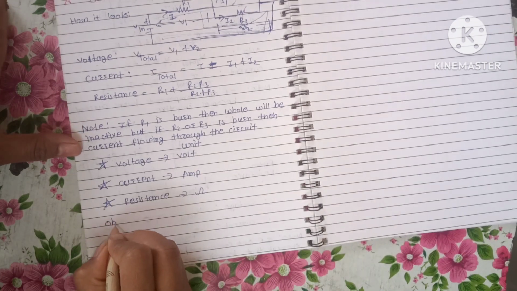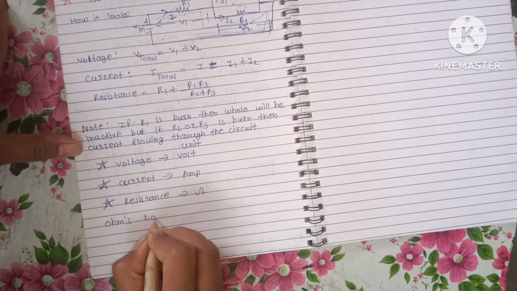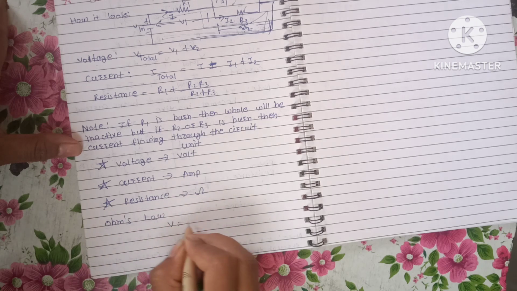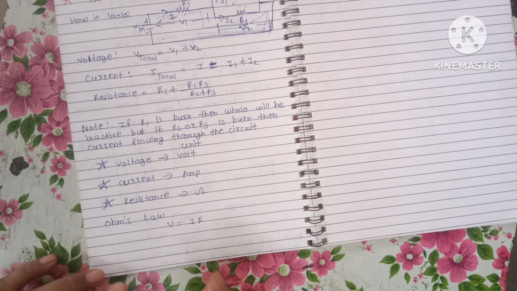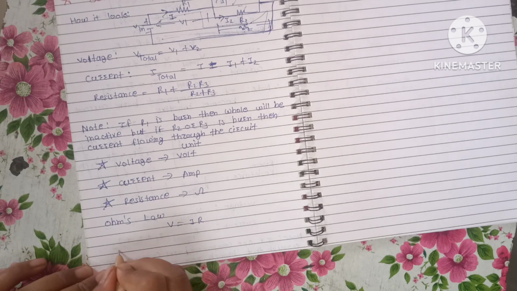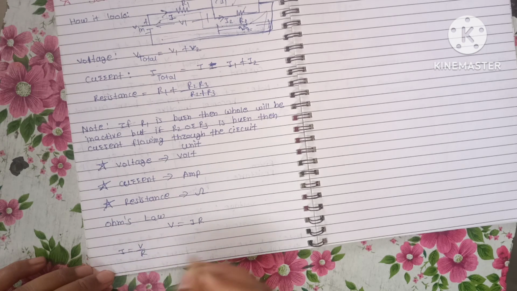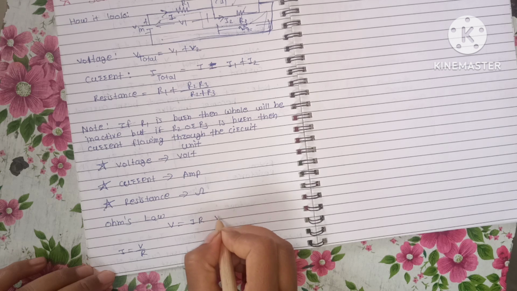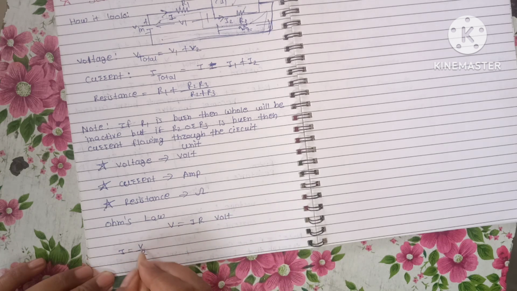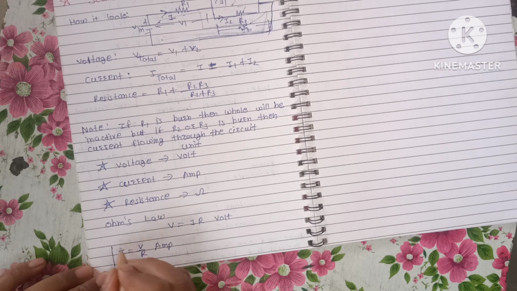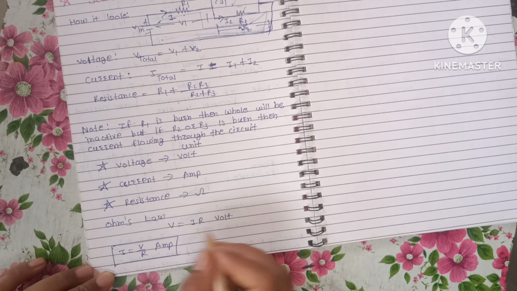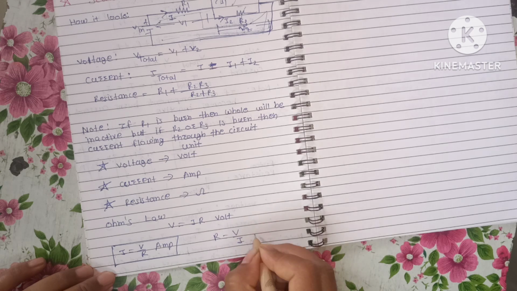What do we know as Ohm's law? V is equal to IR. Another way we can write is I is equal to V by R. V is equal to IR, it is in volt. I is equal to V by R, it is in ampere. Then resistance R is equal to V by I. It is in ohm.